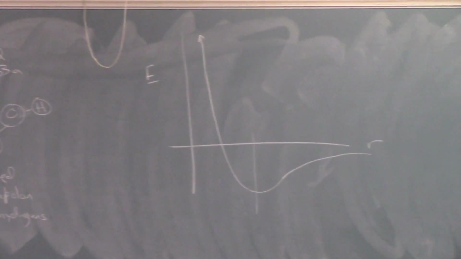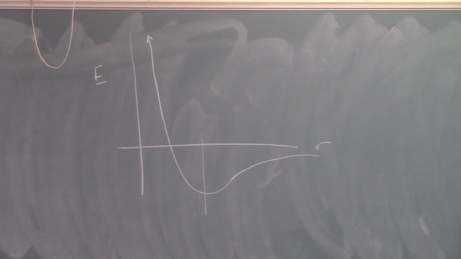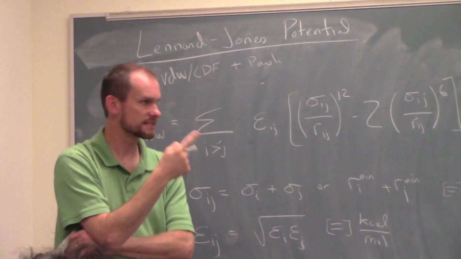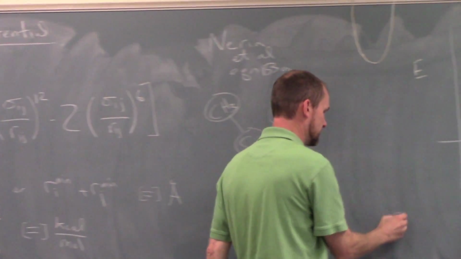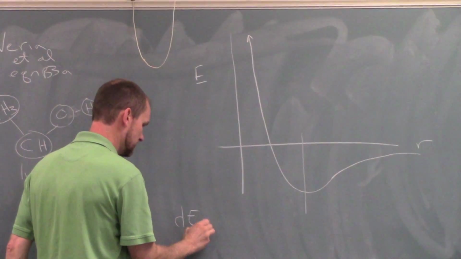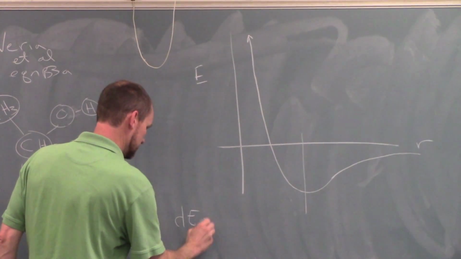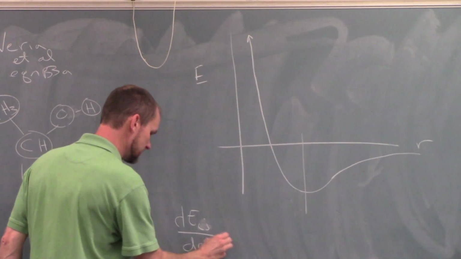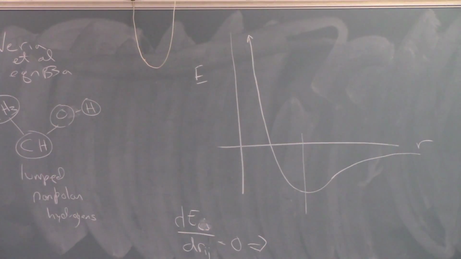Is it bond length? Say again? Bond length? Well, so these aren't chemically bonded. Oh, that's correct. These aren't chemically bonded. These are things that are just interacting through space. How about mathematically? So, where r equals sigma. How do I find the minimum of a function? Set the derivative equal to 0. dE van der Waals, or E Lennard-Jones, d rij equals 0. Everybody do that in their head real quick.